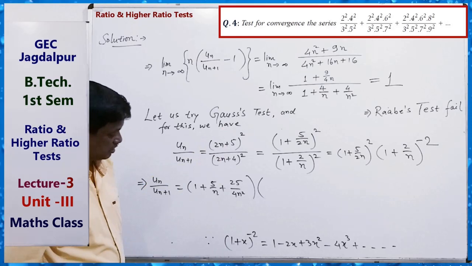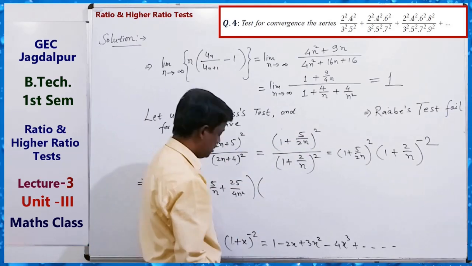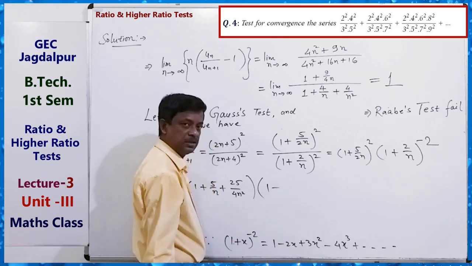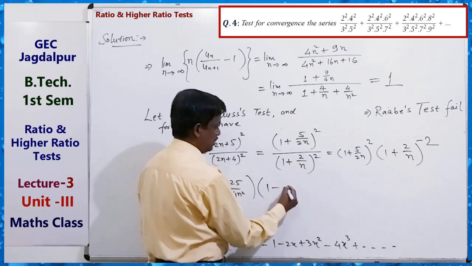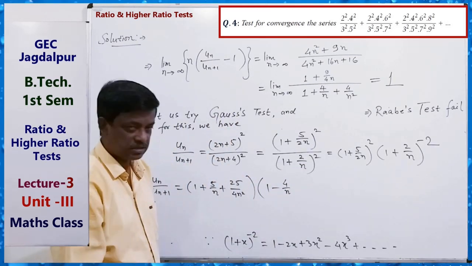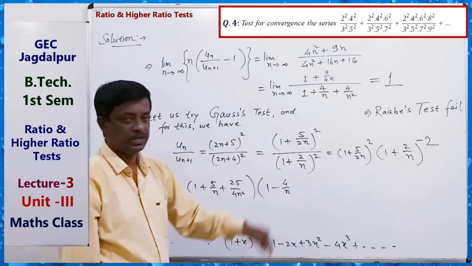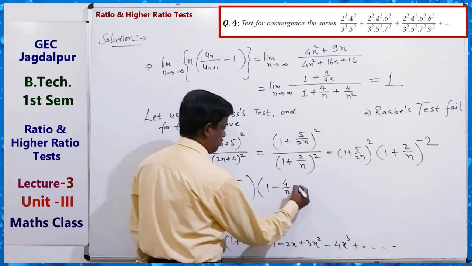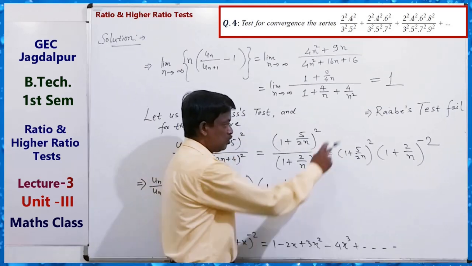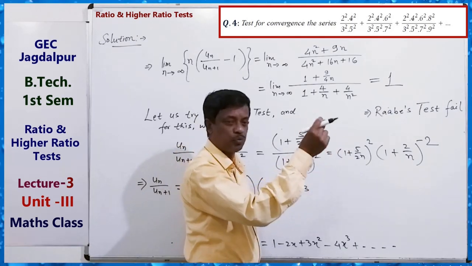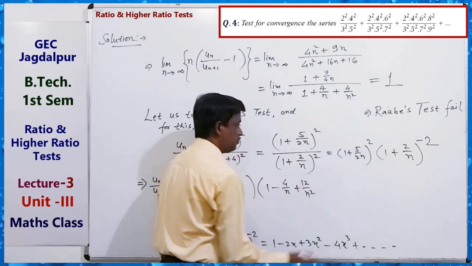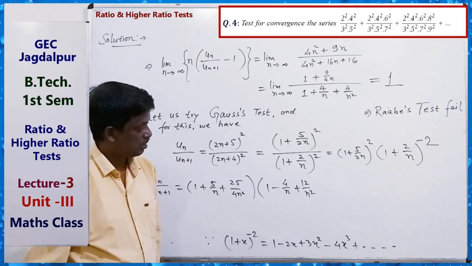So you can write here, in place of x, 2 by n. So 1 minus 2x, where x means 2 by n, so 2 into 2 by n, 4 by n, plus 3x square, that is 2 by n square. 2 by n square means 2 square is 4, 4 into 3, 12 by n square. 3 into 4, 12 by n square.